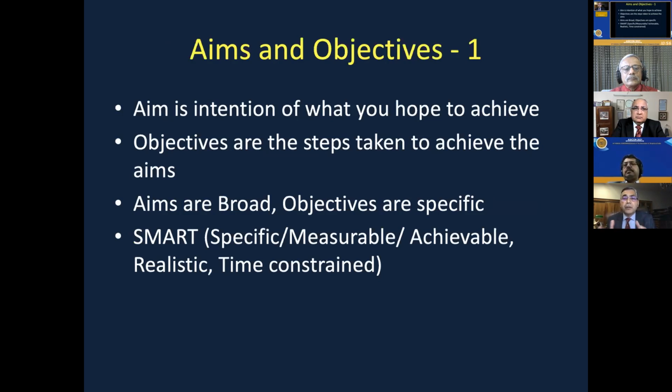After you have written a topic which gives the elaborate purpose of your research work, as has been defined by Professor Cartes in his various topics that he showed you, you have to write your aims and objectives. Aim is the intention of what you hope to achieve. Aims and objectives are not the same thing. Objectives are the steps that you take to achieve the aim. So they are not one and the same. Sometimes people think they're one and the same thing. So whereas aims are broad, objectives are specific because they are steps towards the aim.